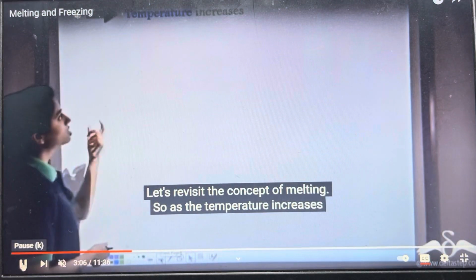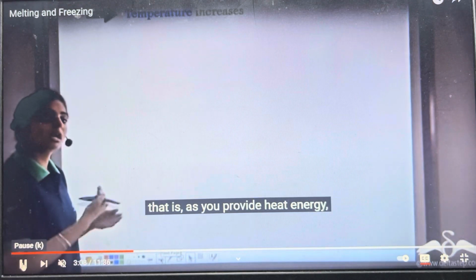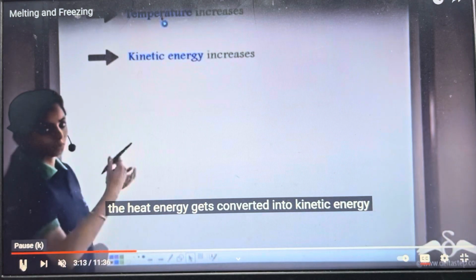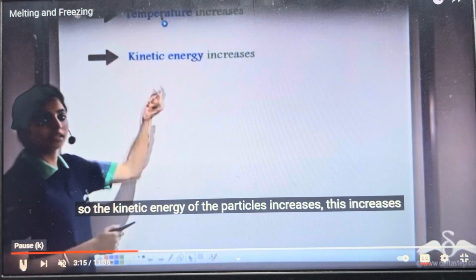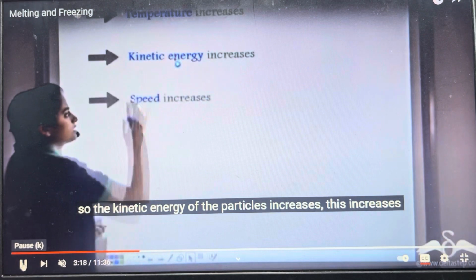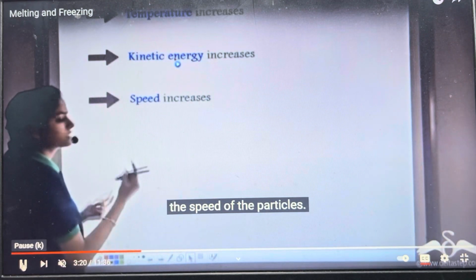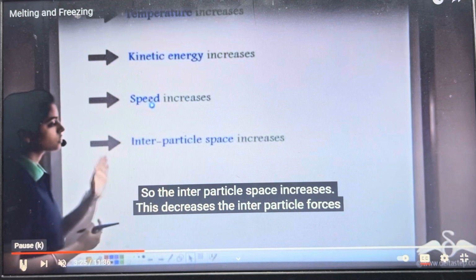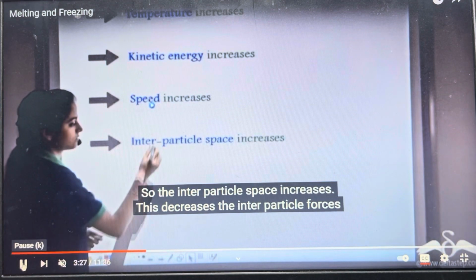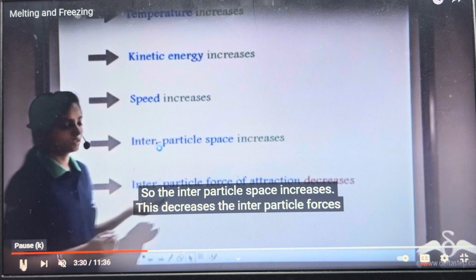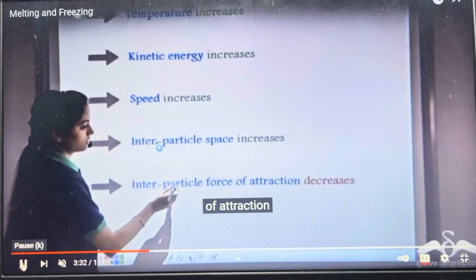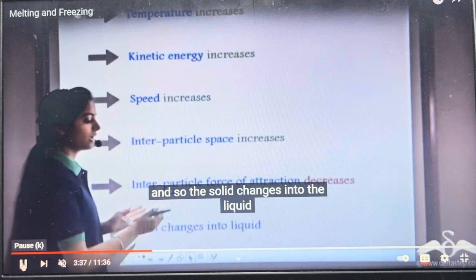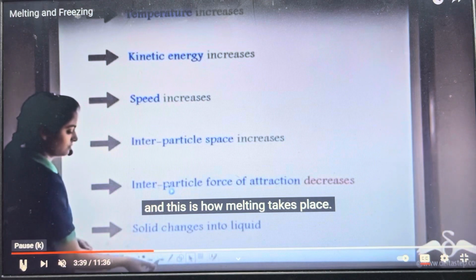Let's revisit the concept of melting. As the temperature increases, that is, as you provide heat energy, the heat energy gets converted into kinetic energy. So the kinetic energy of the particles increases. This increases the speed of the particles. As the particles move at a greater speed, they move away from each other. So the interparticle space increases. This decreases the interparticle forces of attraction. And so the solid changes into the liquid. And this is how melting takes place.